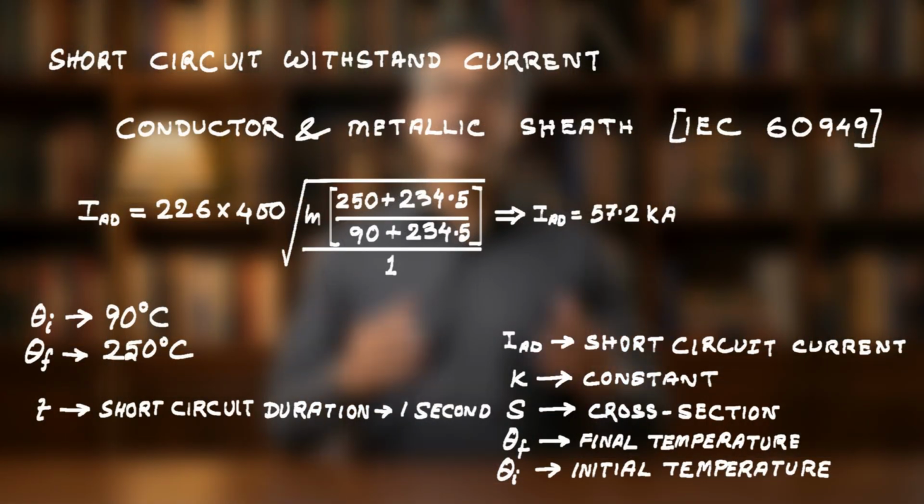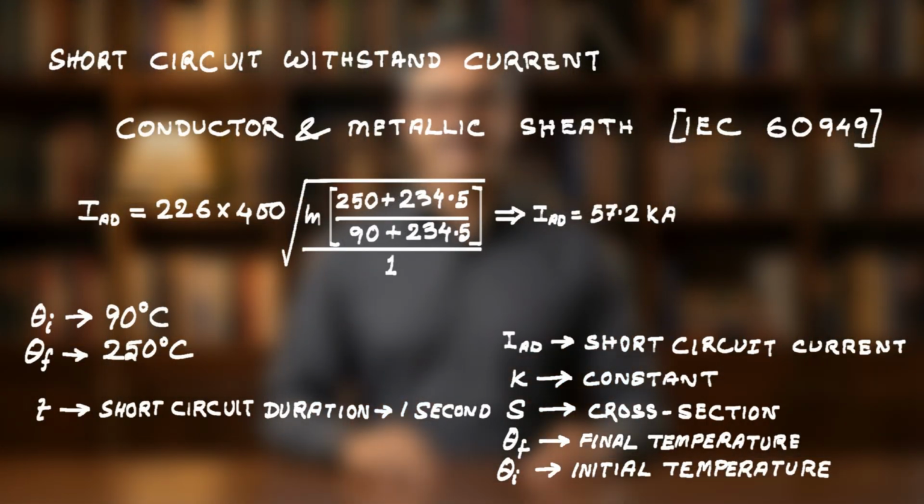Now, here's the important part. We don't directly use this exact value for cable rating. Instead, we select the nearest standard rating. In this case, the nearest standard value is 50 kiloampere for 1 second.